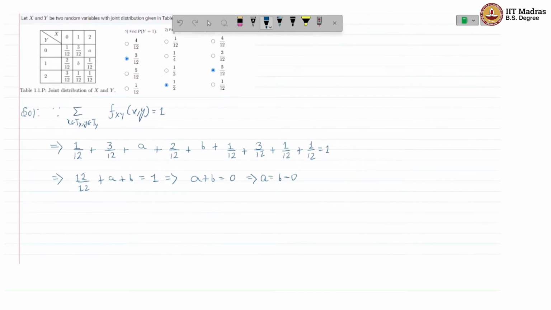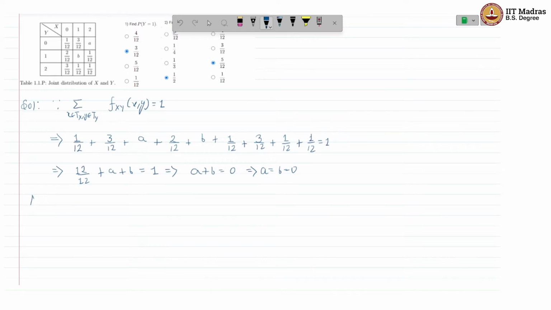So now we'll calculate the marginal. For calculating the marginal, for example, if we have to find the marginal Y equal to some small y, we sum the probabilities of all xy pairs where Y is equal to small y and x takes different values. So this will be equal to the summation over x belonging to the domain of X of P(x, y). Okay, so now we'll use this in our question.